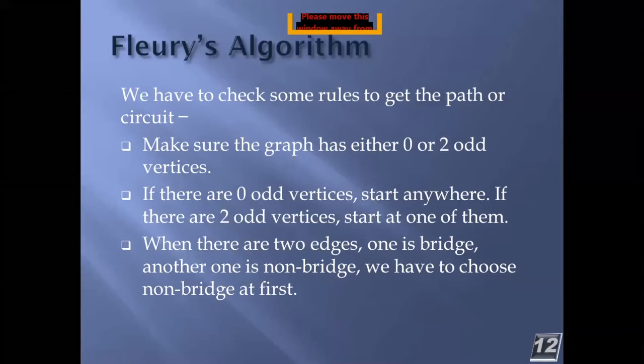We have to check some rules to get the path or circuit. First of all, make sure the graph has either 0 or 2 odd vertices. If there are 0 odd vertices, start anywhere. If there are 2 odd vertices, start at one of them. When there are two edges, one a bridge and the other a non-bridge, we have to choose the non-bridge first.